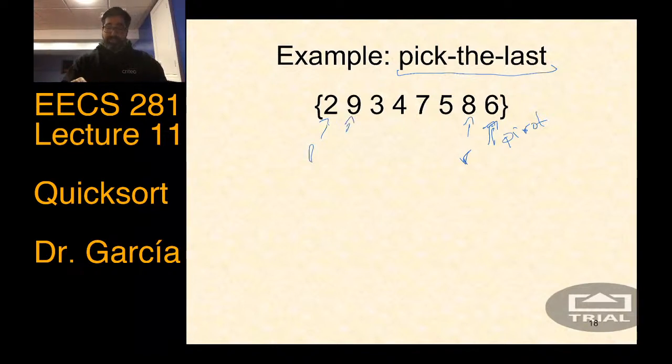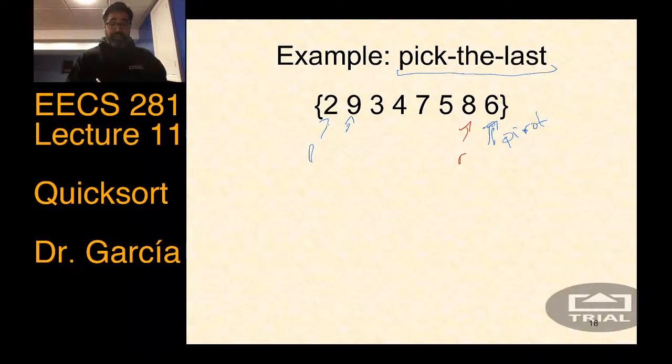Let me actually change some colors here so that it's easier. Make this red for R. All right, so now I've moved L once, and I don't move it anymore because I see that L is now pointing to 9, which is greater than 6. All right, so then I'm going to actually try to move R.